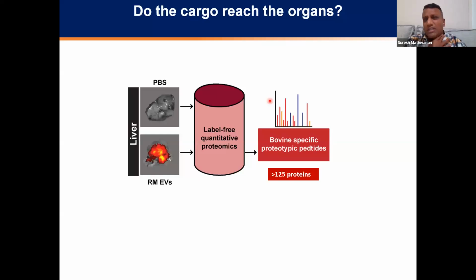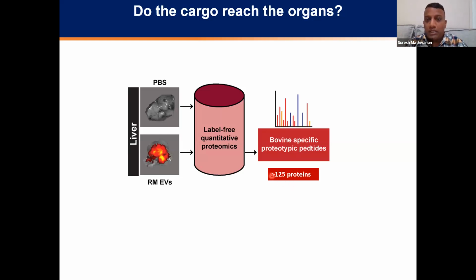We tried a lot of Western blotting and other techniques, but we were unable to get any bovine-specific antibodies. They were always cross-reacting with the mouse as well. So what we ended up doing was going for proteomic analysis, where we took the treated liver and the untreated liver, subjected them to label-free proteomics, and looked for bovine-specific proteotypic peptides. Proteotypic peptides are peptides which are uniquely identified by the bovine genome, and don't hit any other genome, not bacteria, not mice, not anything else.